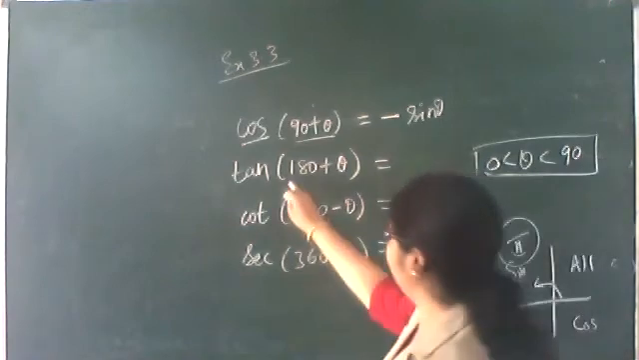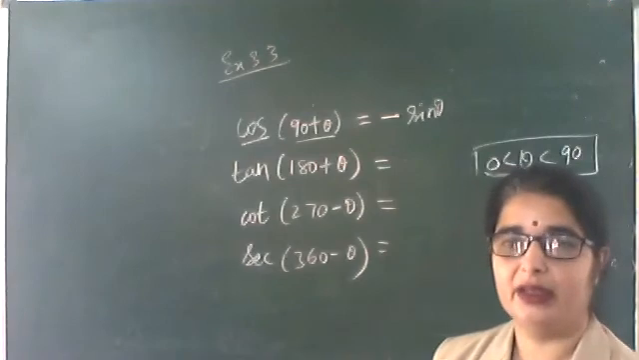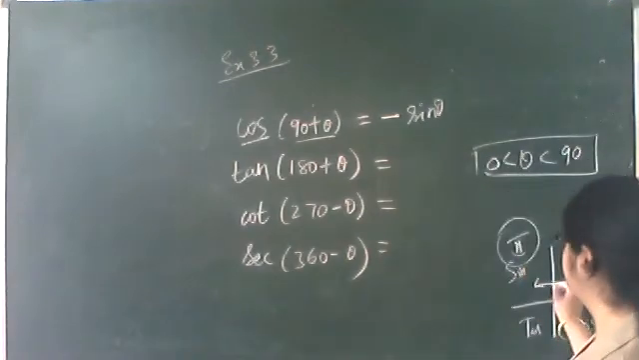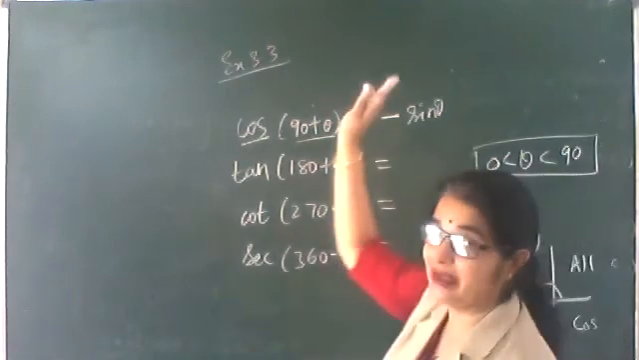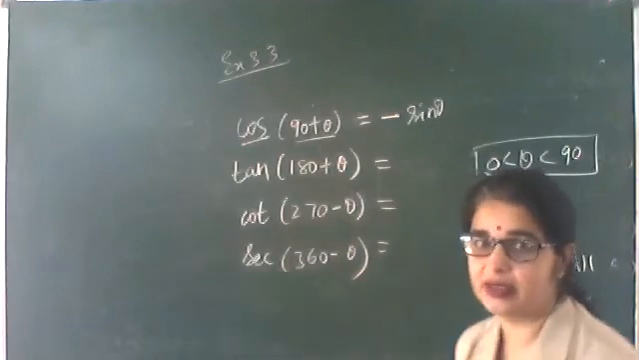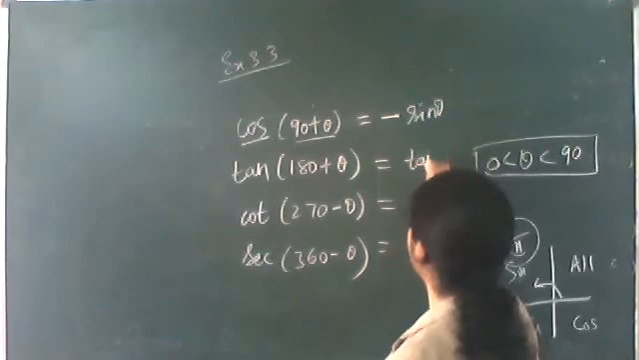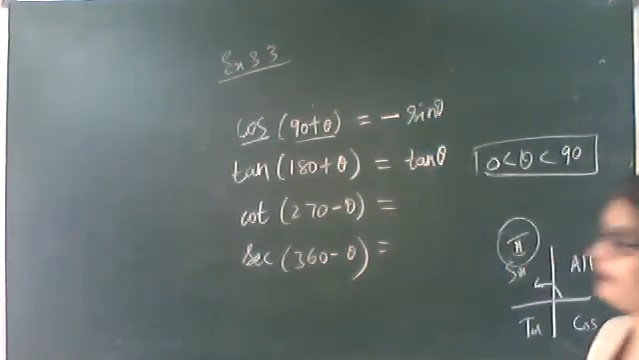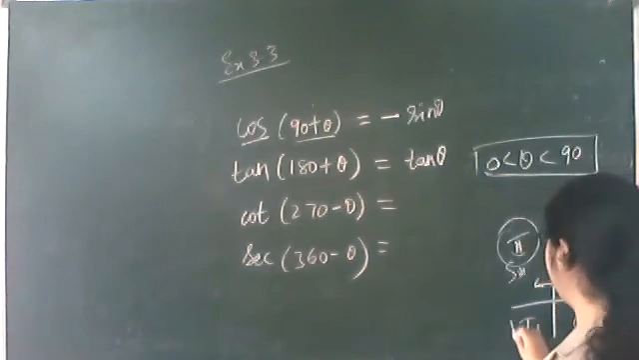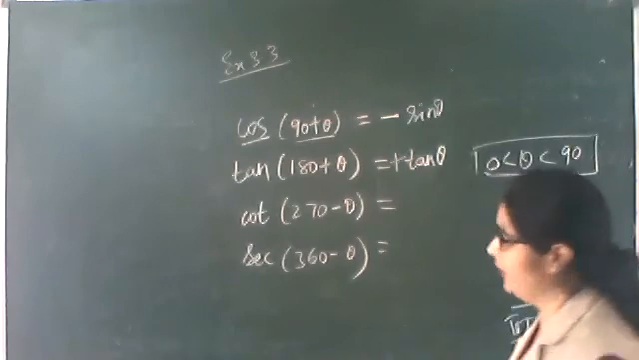Then come to tan 180 plus theta. Anyone who can answer tan 180 plus theta? In 90 minus and 90 plus there is change. In 180 minus and 180 plus, no change. So tan theta. Positive or negative? 180 plus theta, where will it lie? Third quadrant. And in the third quadrant, tan is positive, so it will be plus. Very good.